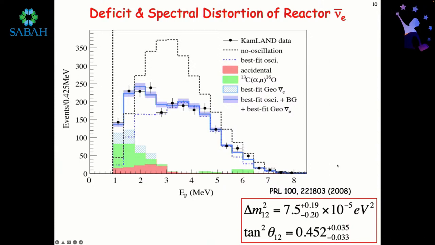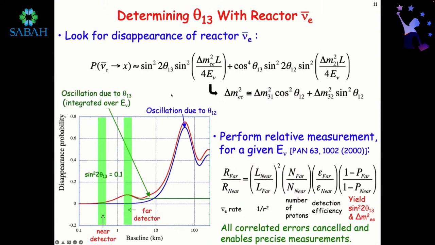Now, one of the problems with KamLAND, as I said, is that they have to rely on the knowledge of the anti-neutrino energy spectrum at the detector. Now, if we want to do a precise measurement, this will be a problem. So in order for us to overcome this kind of systematic issue related to the nuclear reactor, we come up with a new experimental approach that is used to determine the mixing angle theta 1 3.